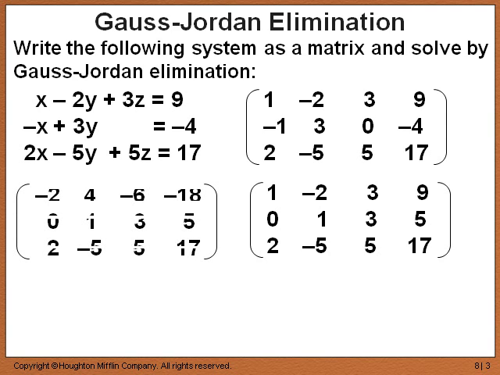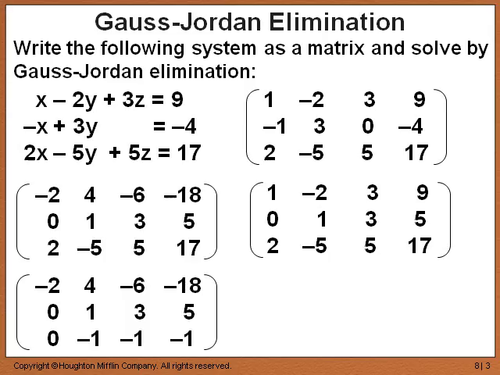All right, the next thing we want to do, because we want to get rid of that 2 in the lower left corner, is first multiply the first row by -2. We get -2, 4, -6, -18; 0, 1, 3, 5; 2, -5, 5, 17. Now I can add row 1 to row 3, and I'll end up with -2, 4, -6, -18; 0, 1, 3, 5; 0, -1, -1, -1.